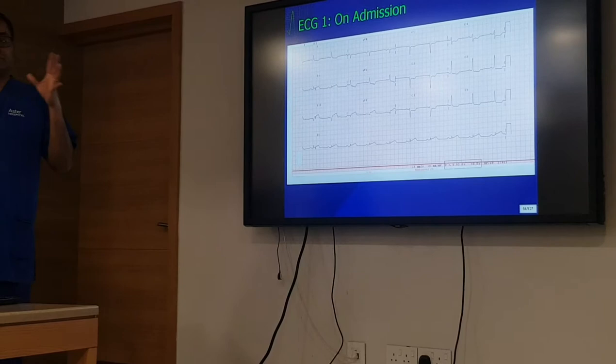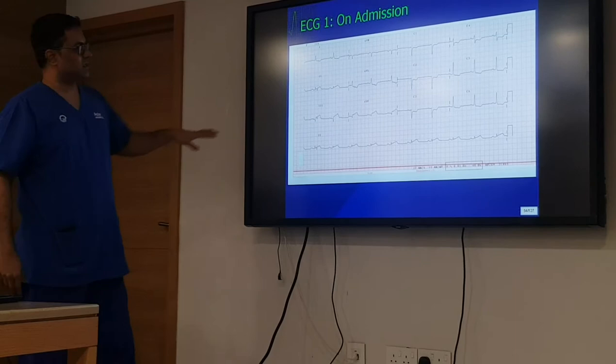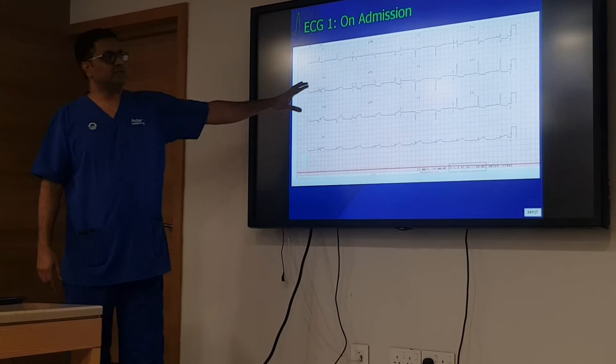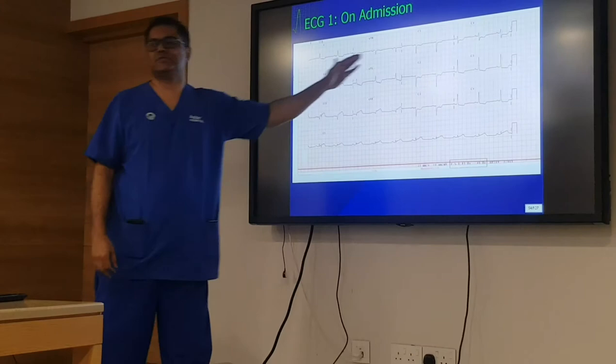Remember I told you in ECG, V6 is opposite to V1. In the same way, in the limb leads there are some leads which are opposite to them, the inferior wall. So these are actually called reciprocal changes. Sometimes when you see ST elevation in some leads, you can see ST depression in other leads.